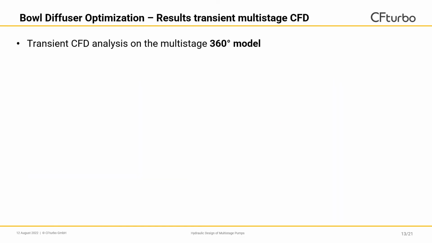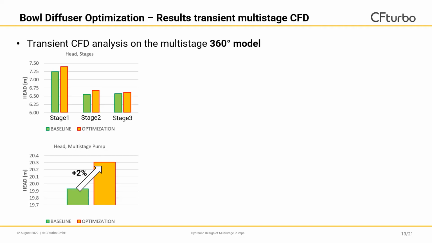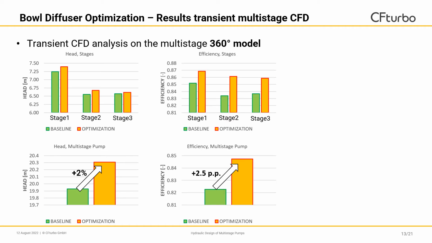So the previous data were results from our bowl diffuser optimization using steady-state CFD analysis on a reduced computational model, which only reflects a single pump stage. In the next step, we perform transient CFD analysis on a multistage 360-degree model. When it comes to the head of our multistage pump, we were able to increase it by 2% by running an optimization. When talking about the efficiency of our multistage pump, we were able to increase it by 2.5 percentage points.